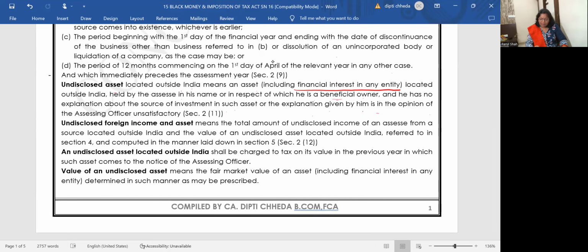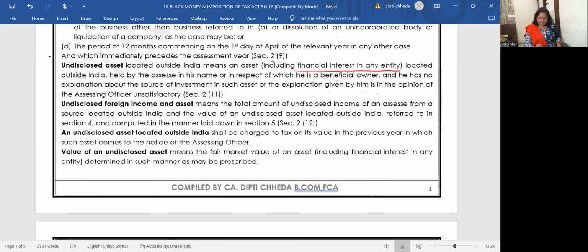Undisclosed foreign income and asset means total amount of undisclosed income of the assessee from a source located outside India and the value of undisclosed asset located outside India as per section 4 and computed in the manner prescribed. So undisclosed income is income which he has earned outside India. And you have to calculate that income, be it house property, or business, or anything. Undisclosed asset located outside India.